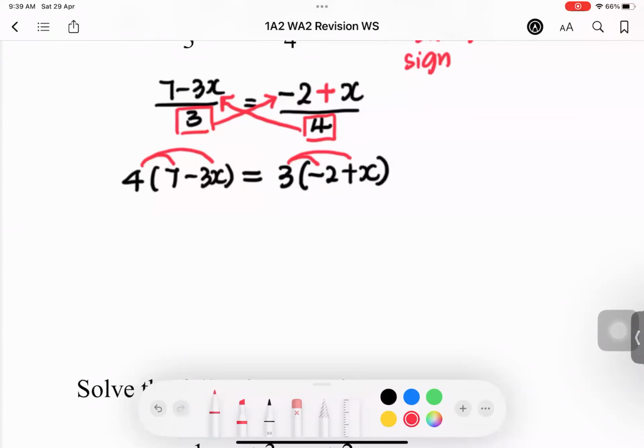Next person to help us do expansion. Elvina, Shakira, expand the first part for me, the one in front. 28 minus 12x. Very good, wonderful. Next person, Derek, expand the one at the back here. This part, the second half.